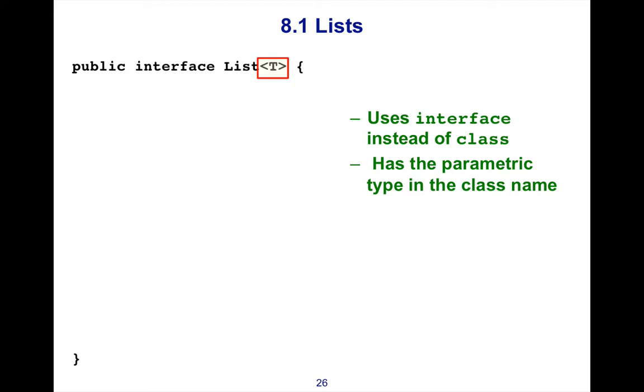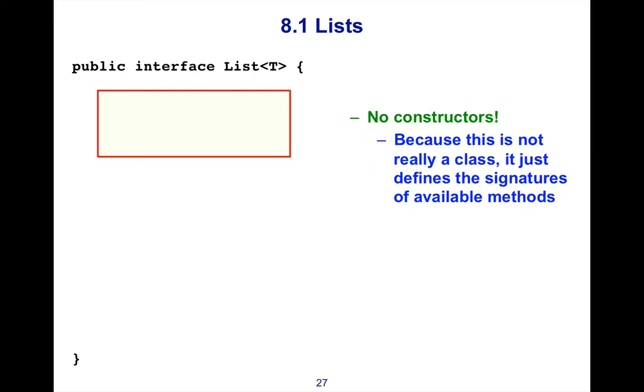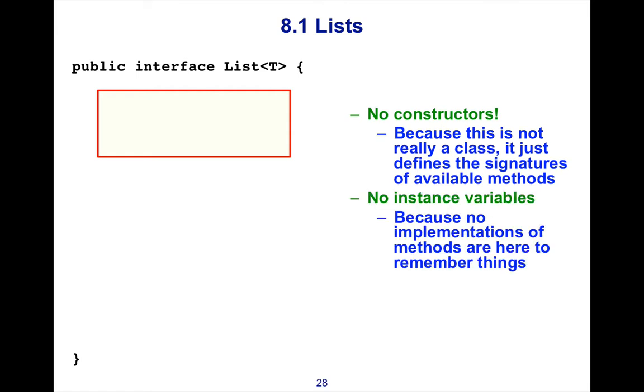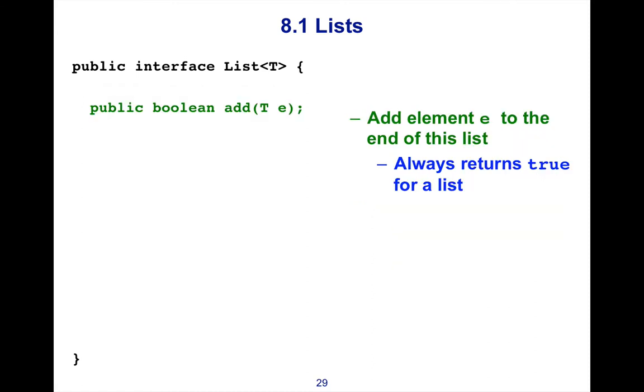Now notice that an interface has no constructors. It's not really a class. It's defining the signatures of the methods that will be in a class, more like the promise of what is to come, but it is not itself a class. And therefore there are no instance variables either, because it offers no actual behaviors, just the descriptions of what those behaviors would be. So we fill in the interface by simply adding the signature of every method we want anything that implements this interface to offer.